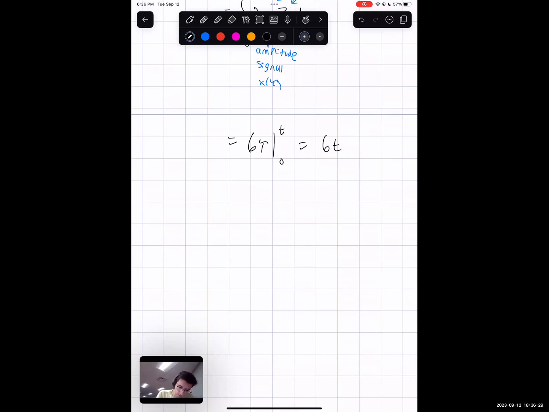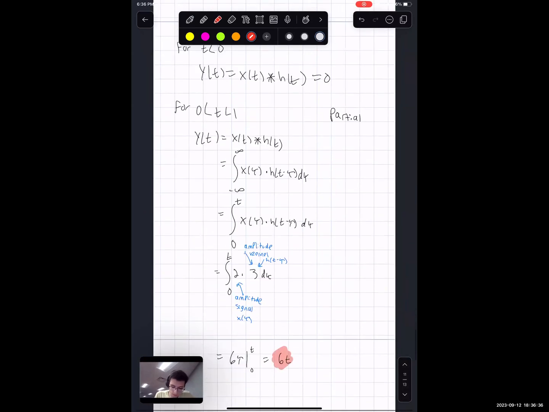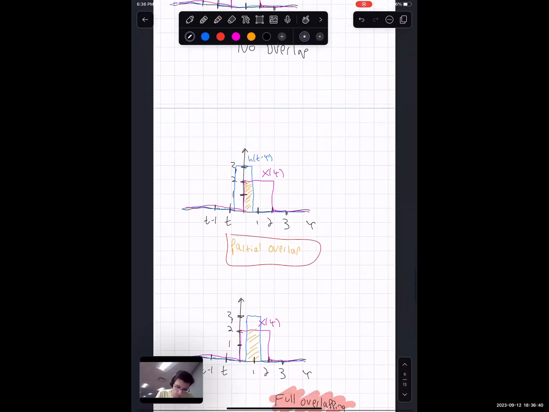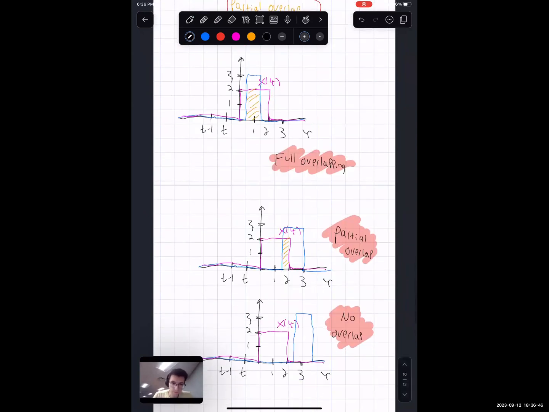Okay, so I know that might have been a little confusing. Does anybody have any questions? What this 6t means here is that it represents the overlap when there's only partial overlap between our kernel and our signal, okay?